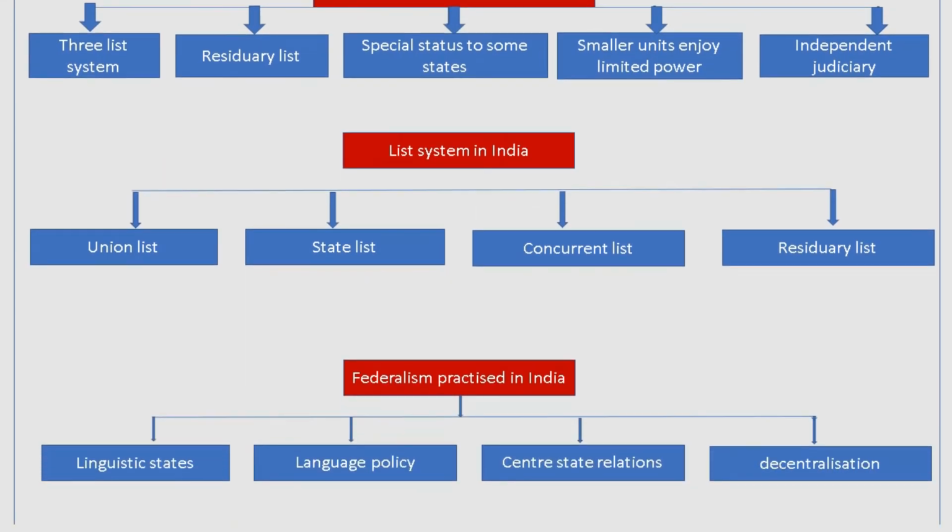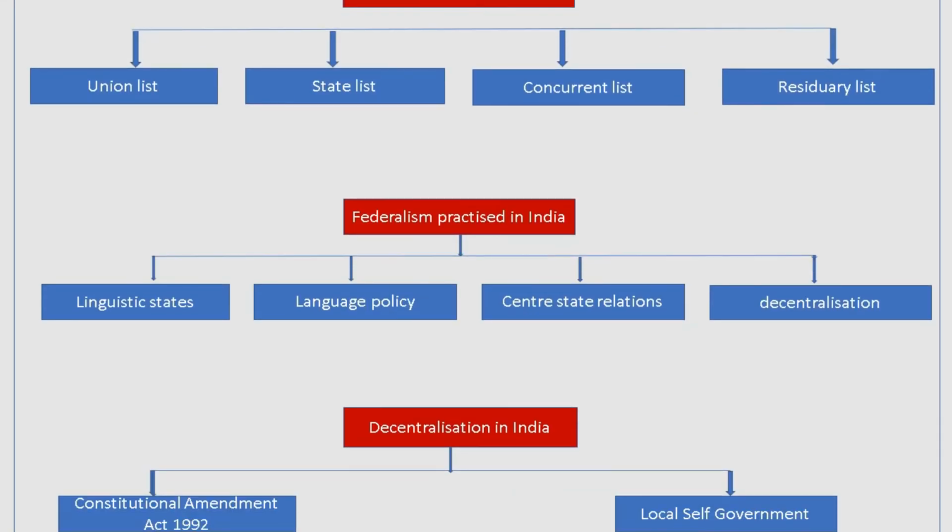Next, move to federalism practiced in India. Federalism is practiced in India in four ways. First of all, linguistic states. Many of the states in India are formed on the basis of languages. Next, language policy. Here, not only one language is counted as the official language of the country, because many languages are spoken in India, and 22 languages are mentioned in the schedule. Next, move to center-state relations. Here, center-state relations have to be very strong, because to run a very vast country it is very important that the center-state relationship should be good.